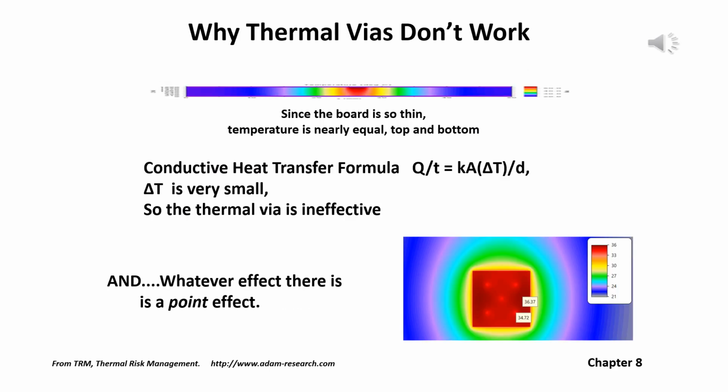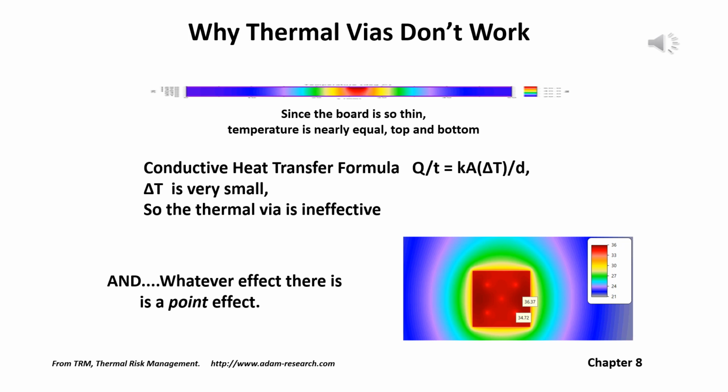So looking again at the conductive heat transfer formula, what we have is a situation where delta T, the difference in temperature from the top layer to the bottom layer of this very thin board, is very small. So the thermal via is ineffective. And what effect there is, is a point effect.